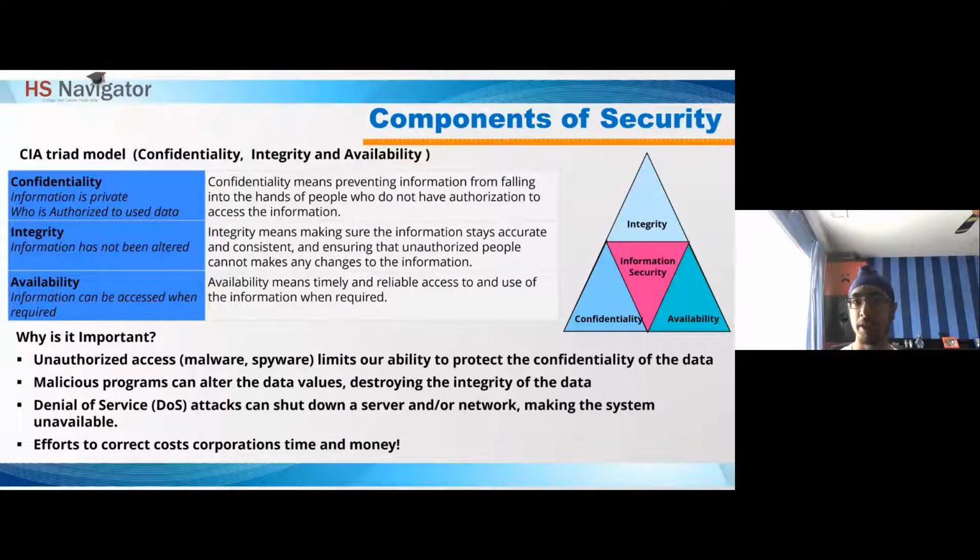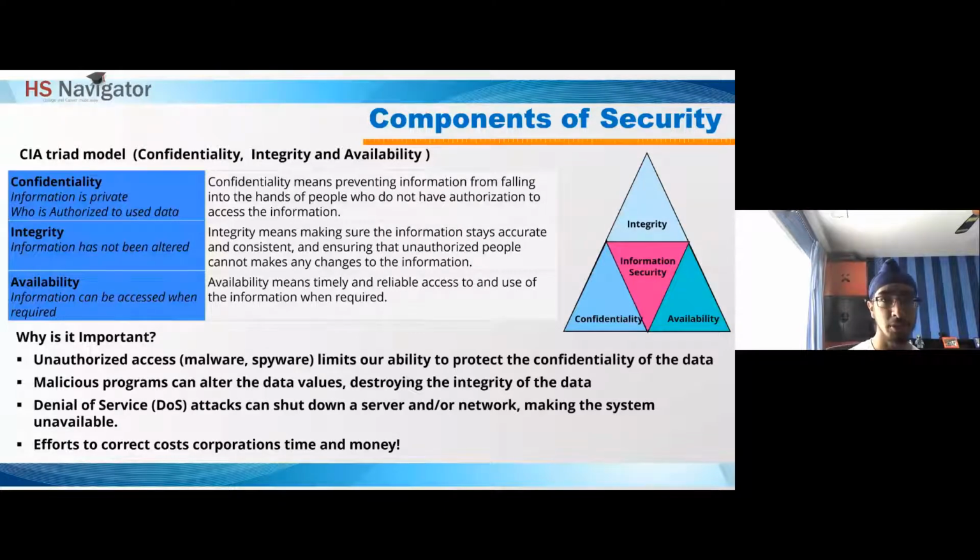DDoS attacks. I'm sure you guys have heard of DDoS attacks before, which are called denial of service attacks. Those can shut down servers or networks. Like if you ever see Google go down or YouTube go down or Spotify go down or Netflix go down, you see those are sort of denial of service attacks that can shut down servers or networks, making them unavailable. So that's an attack against availability.